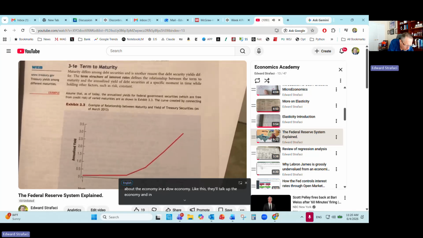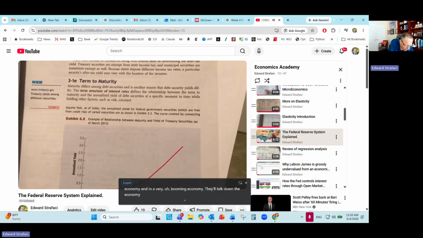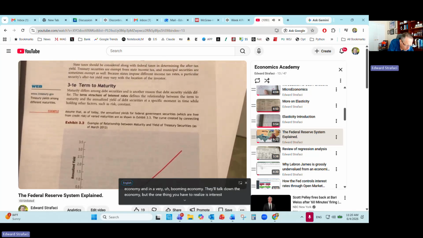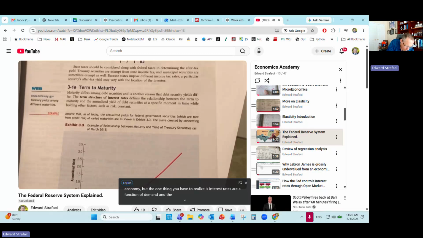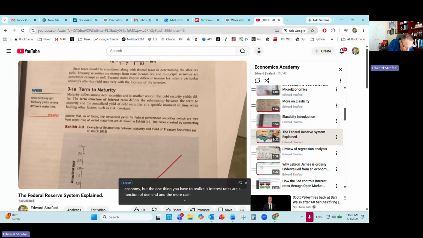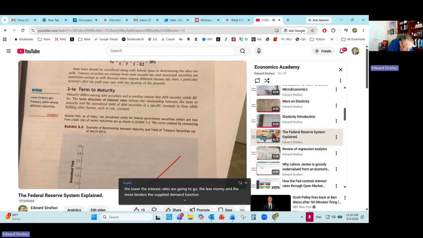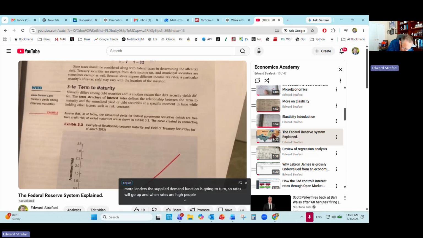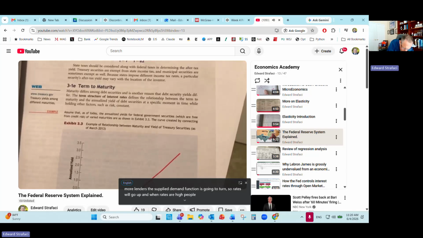talk down the economy. But the one thing you have to realize is interest rates are a function of demand, and the more cash out there chasing less lenders, the lower the interest rates are going to go. The less money and the more lenders, the supply demand function is going to turn, so rates will go up. And when rates are high, people will leave their money in the bank. Makes sense, especially fixed income or retirees.